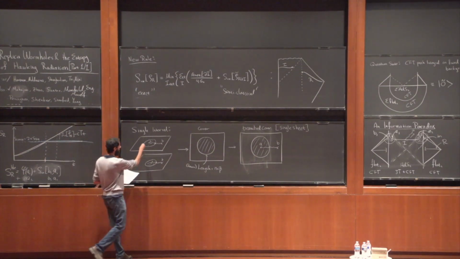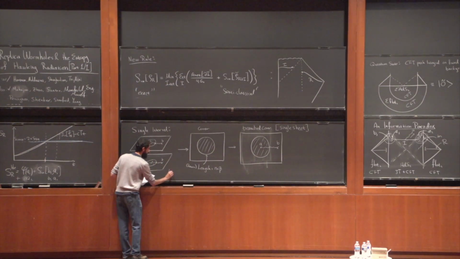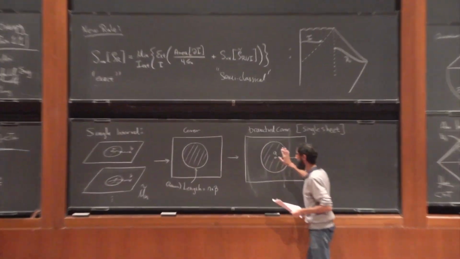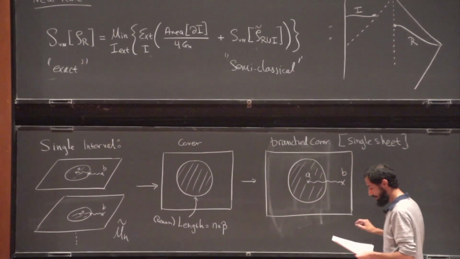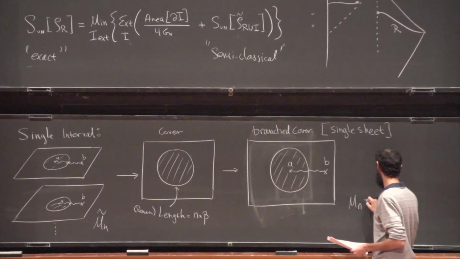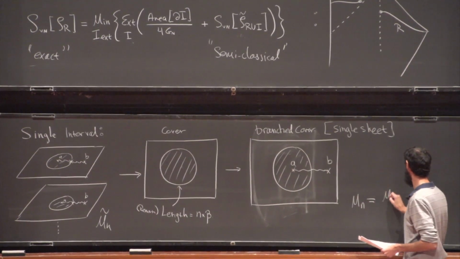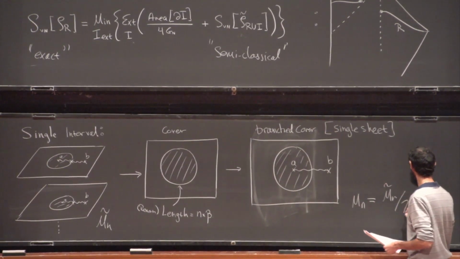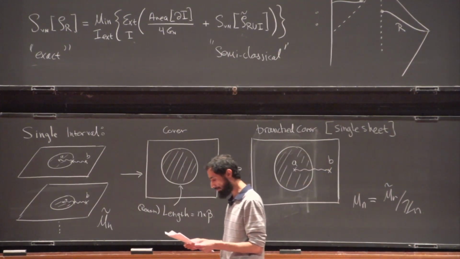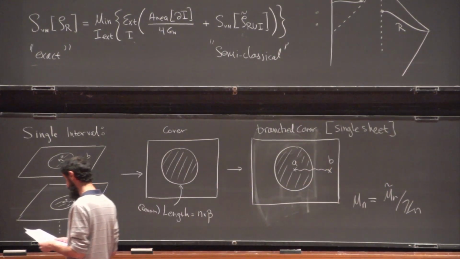I will always call this replicated manifold Mn tilde, and the manifold here on the branched cover, or what I will sometimes call the theory on the single sheet, as Mn, where it's Mn tilde mod Zn. I am assuming replica symmetry throughout. Now this was a warm-up.